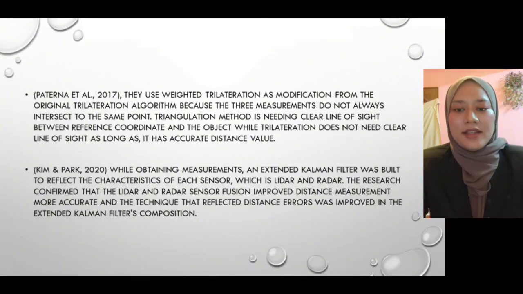For the last article from Kim and Park 2020, while obtaining measurement, an extended Kalman filtering was built to reflect the characteristic of each sensor, which is LIDAR and radar. The research confirmed that the LIDAR and radar sensor fusion improve distance measurement more accurately than the technique that is reflected, and distance error was improved in the extended Kalman filtering composition.